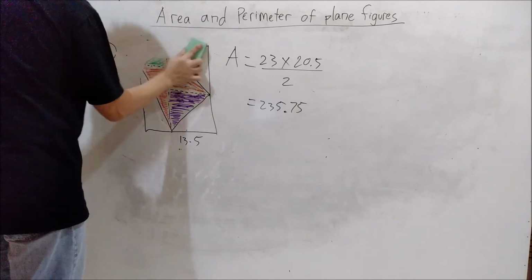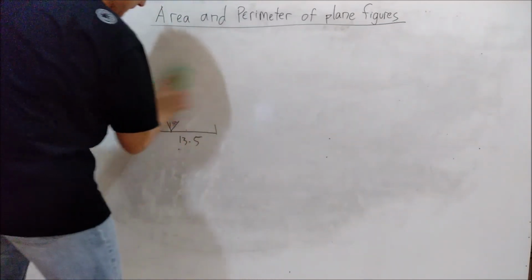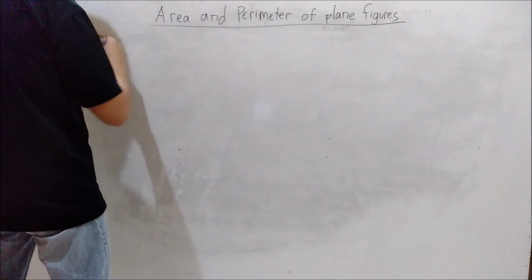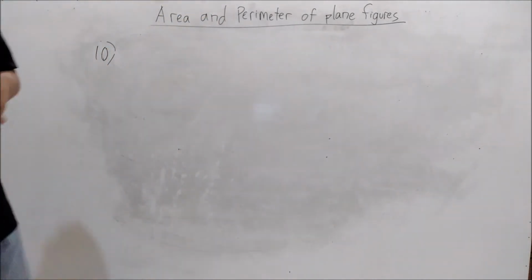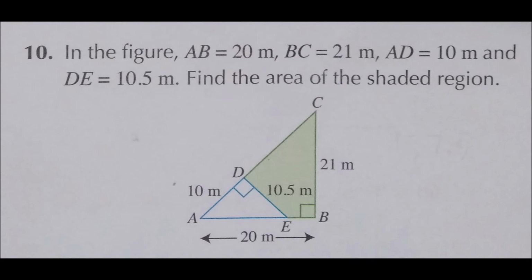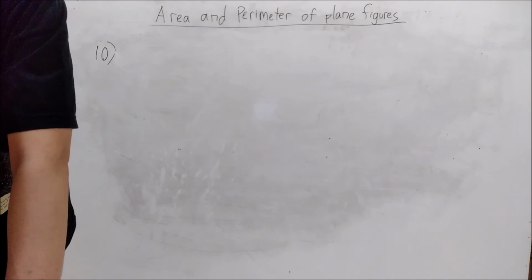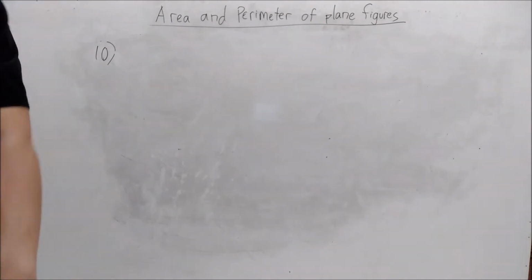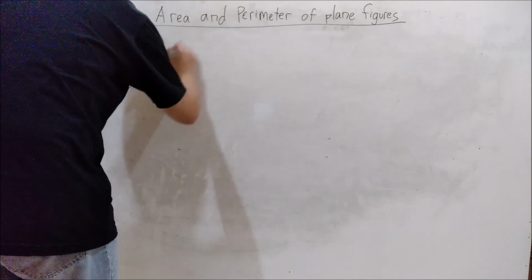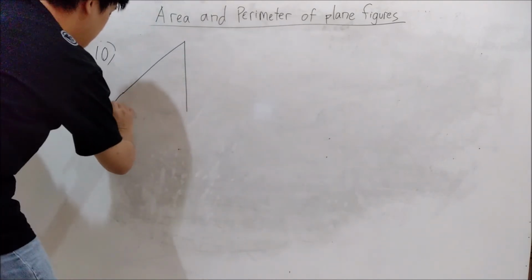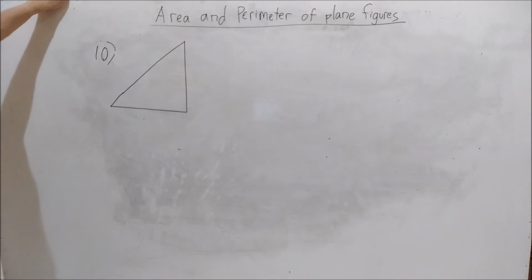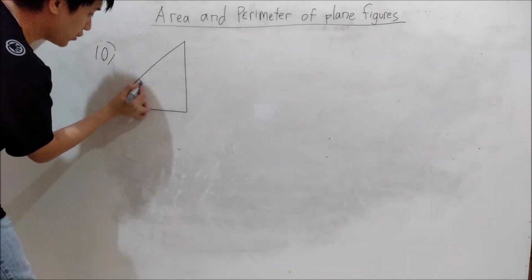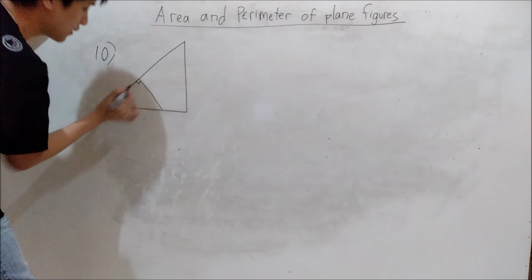Number 10, the last number for part 1. Let's see the question first. In the figure, AB is 20 meter, BC is 21 meter, AD is 10 meter, and DE is 10.5 meter. Find the area of the shaded region. So you have one triangle here, and then you will have another triangle.